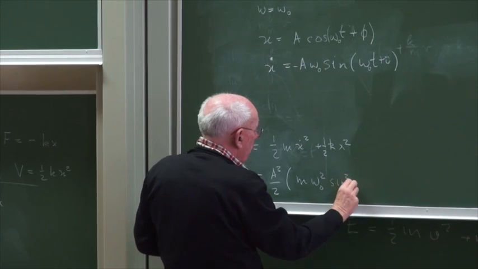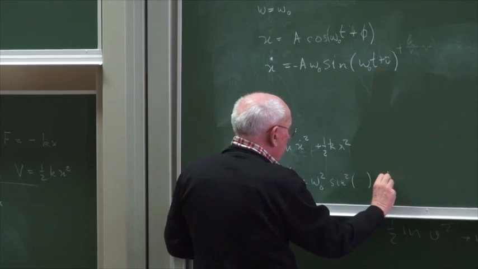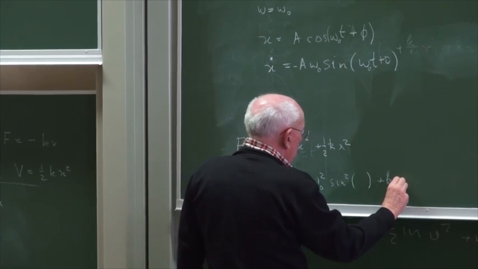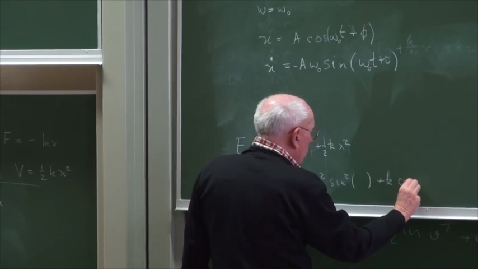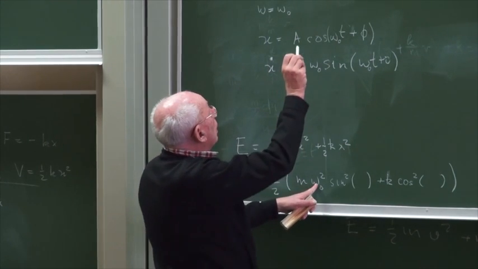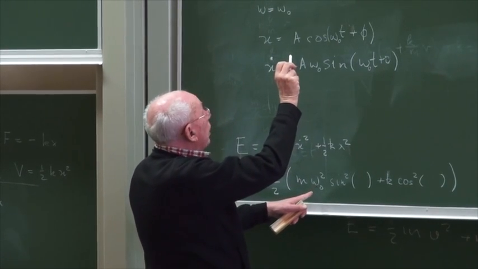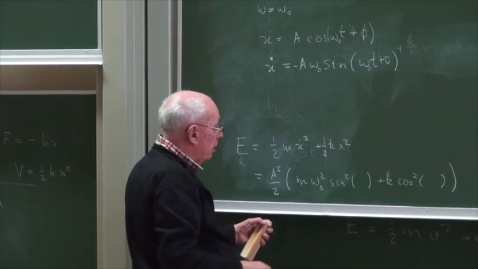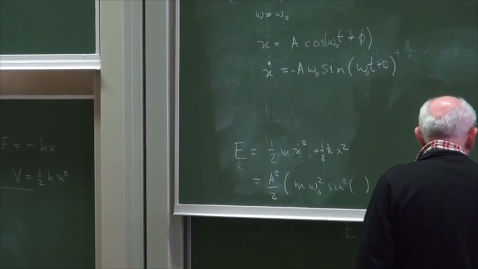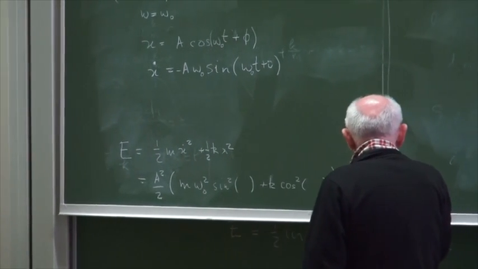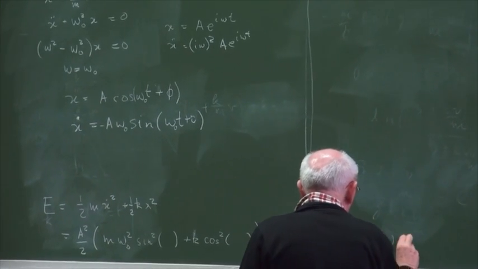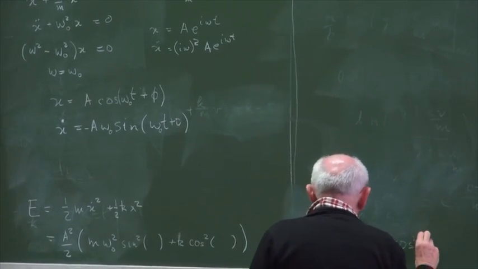sine squared plus K cos squared of that angle. And now this thing here is K over M, and I square it, and I cancel that K, so it becomes a K, and so I get here A squared over 2 K times sine squared plus cosine squared, which is of course equal to 1.